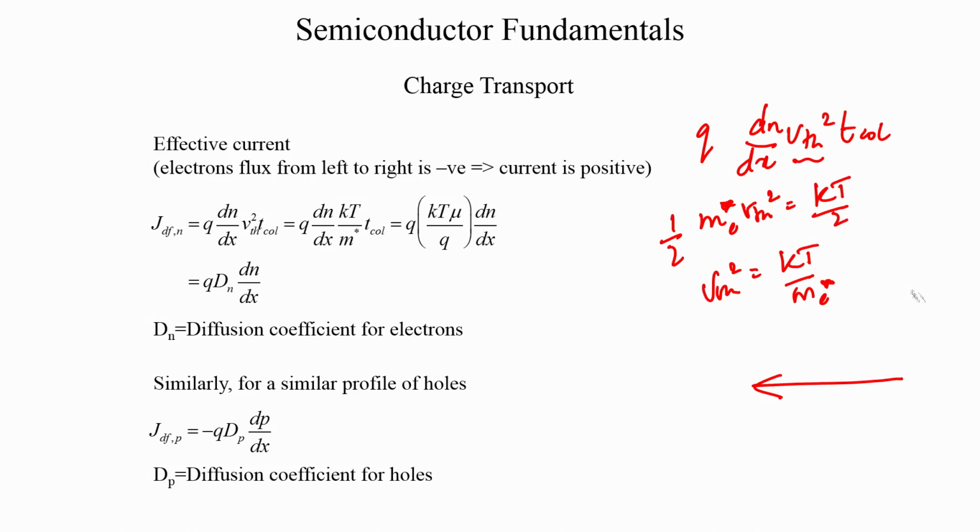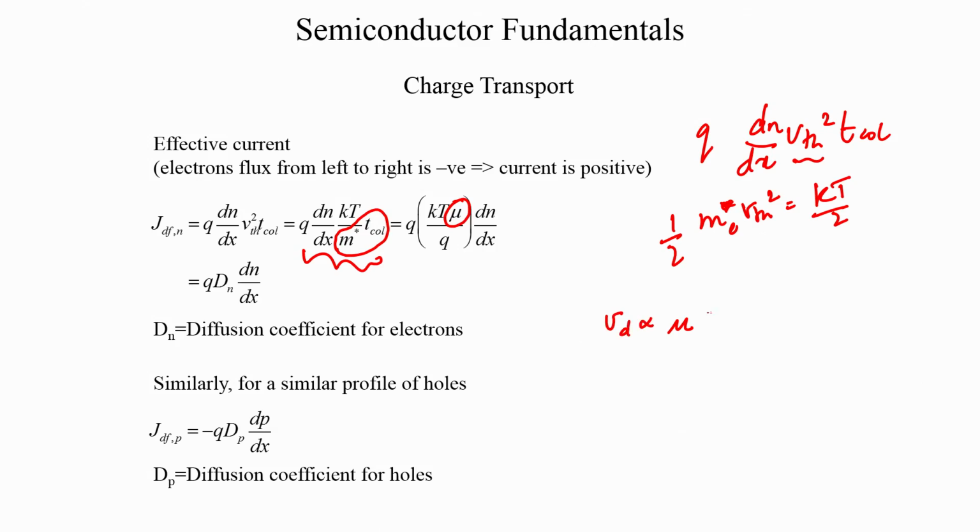Now, to this term we will try to replace these two terms, m and T collision, by the parameter mu. So if we remember, how does mu connect to T collision and the effective mass of the electron? If we just step back and look at what mu is, mu is the constant of proportionality between the drift velocity and the electric field. So the drift velocity is mu times the electric field.